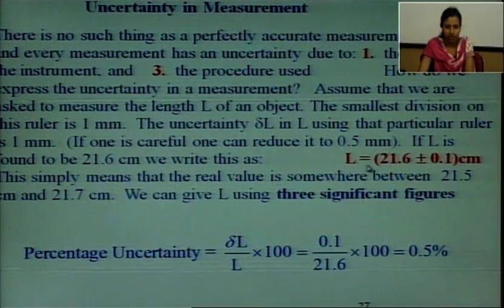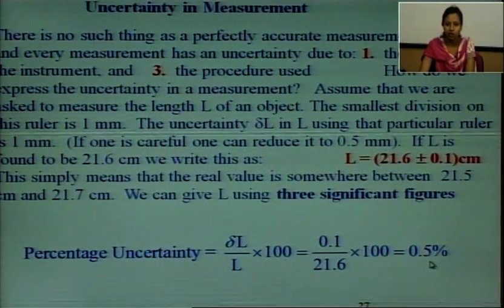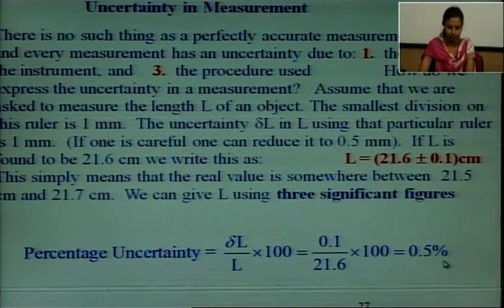Of this, it is given to be 21.6 plus minus 0.1 centimeter. So we need to calculate the percentage uncertainty, and it is equal to delta L upon L into 100. Delta L is 0.1 while the L is 21.6, into 100. So the percentage uncertainty is equal to 0.5%.